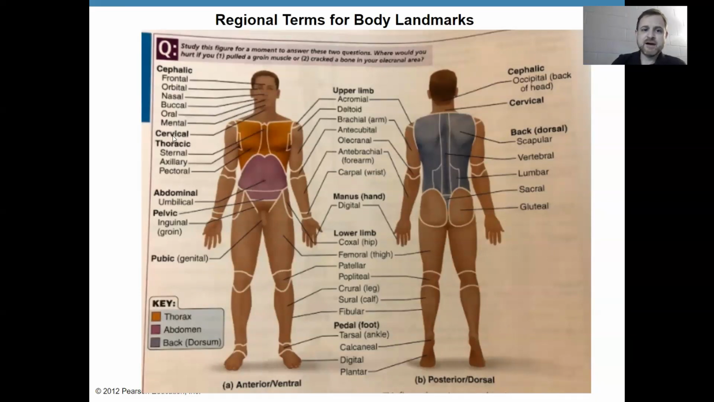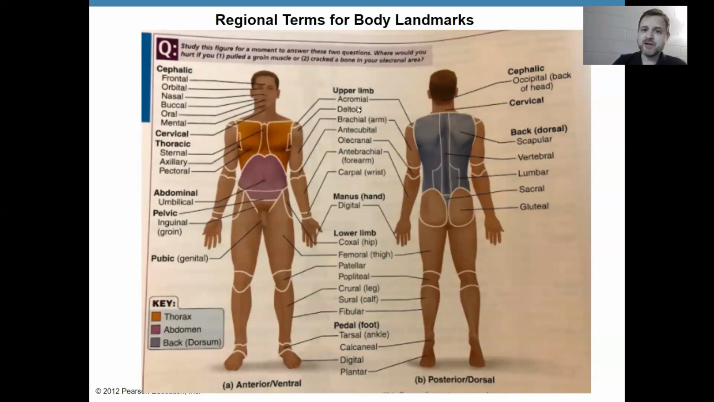Okay. Cervical refers to your neck. Thoracic are the regions of your chest. Sternal would be where your sternum or your breastbone is. Axillary is your armpit. Pectoral would be your chest. Abdominal region would be like where your belly button is. Your umbilical region is your belly button. Pelvic, the inguinal region, is your groin. And pubic obviously would be your genitals.